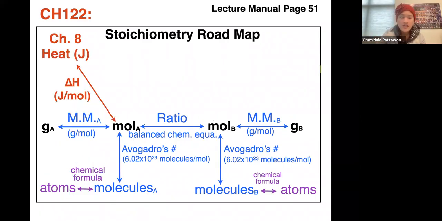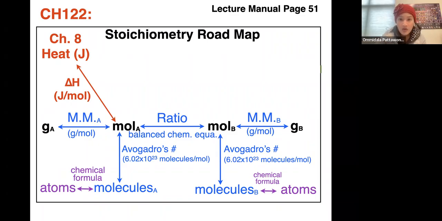What Chem 122 adds to that is this part right here. In chapter 8, we already see the joule. Every time you see joules per mole, we know that per mole ties back into the stoichiometry as well. So it feeds into this stoichiometry roadmap, and as you know joules, you should be able to find the heat associated with that reaction. This is what we cover in chapter 8.